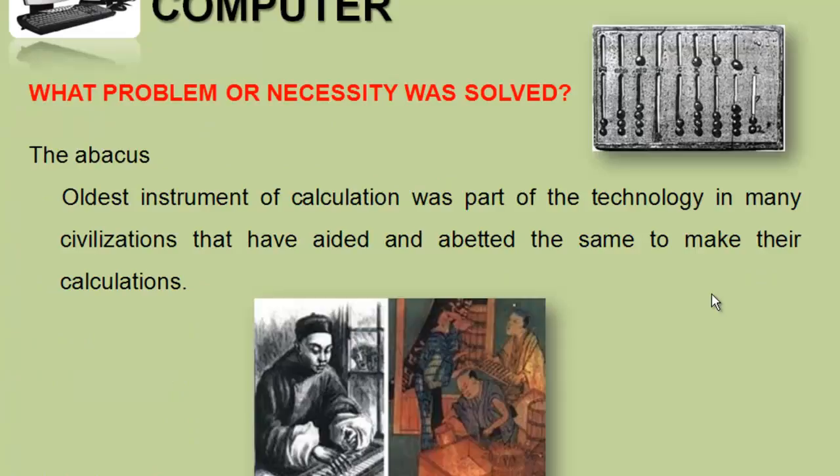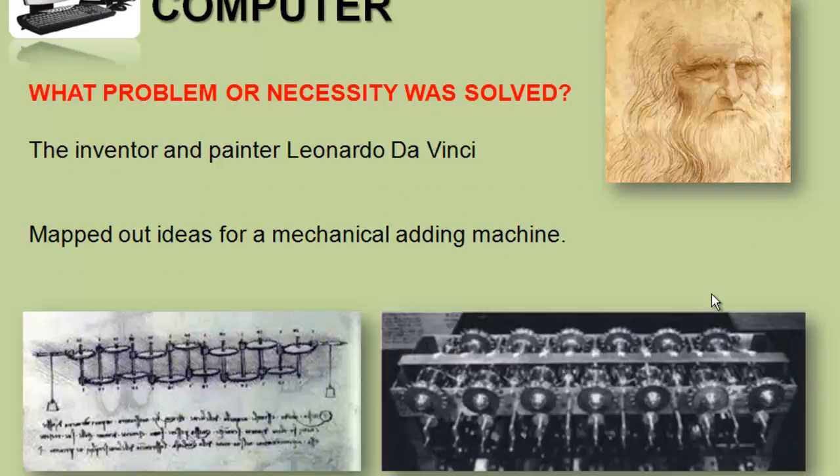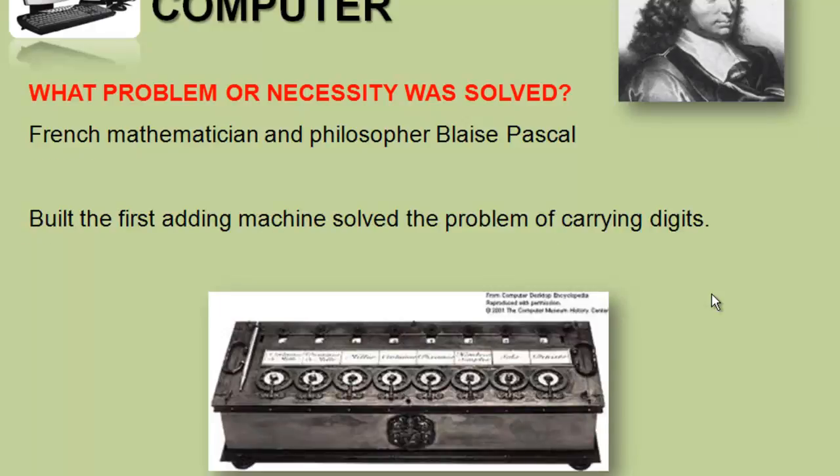What problem or necessity was solved? The abacus. Oldest instrument of calculation, it was part of the technology in many civilizations that used it to make their calculations. The inventor and founder Leonardo da Vinci mapped out ideas for a mechanical calculating machine. French mathematician and philosopher Blaise Pascal built the first calculating machine and solved the problem of carrying digits.